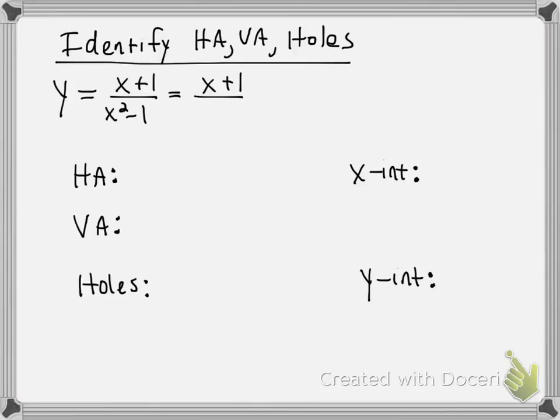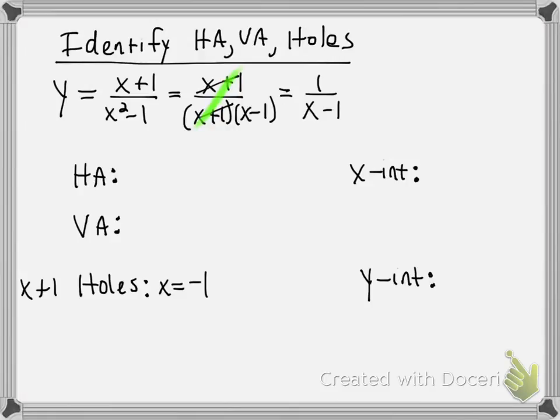So x plus 1 cannot be factored, but x squared minus 1 can factor as x plus 1, x minus 1. So when I divide out those common factors and I'm left with this function 1 over x minus 1, this common factor that we divided out actually becomes a hole. So I'm going to write x plus 1 over here, which means my x value for the hole is at -1. We still need to find our y value.